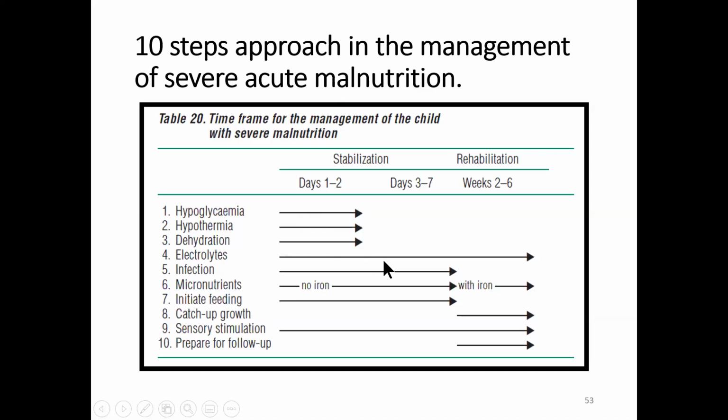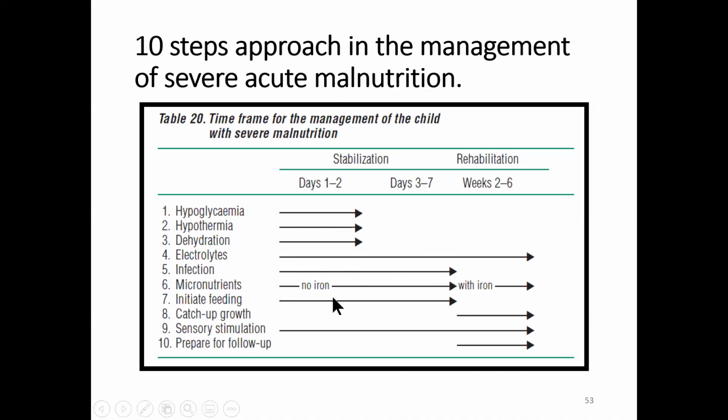Make sure the electrolytes are corrected. Infection is treated from the start. Of note, remember, when giving micronutrients, you do not give iron in the acute phase. Don't give iron because remember we say that the liver is also not making the other electrolytes, and also not producing transferrin. So if you give that iron, the body won't be able to utilize it because there's no transferrin in the body.